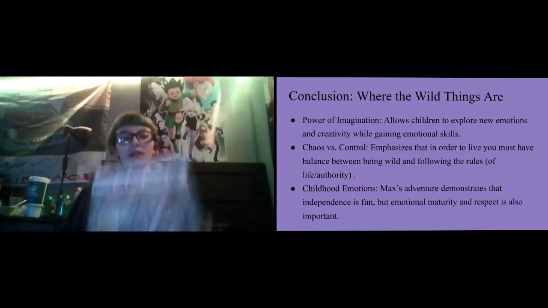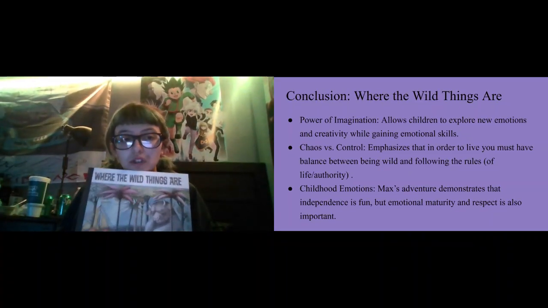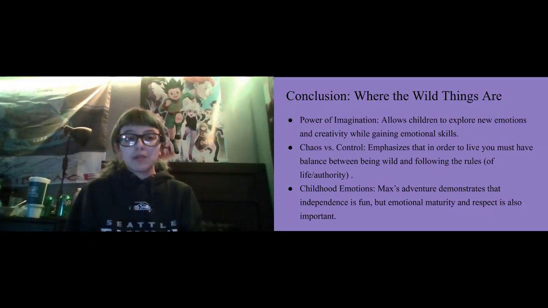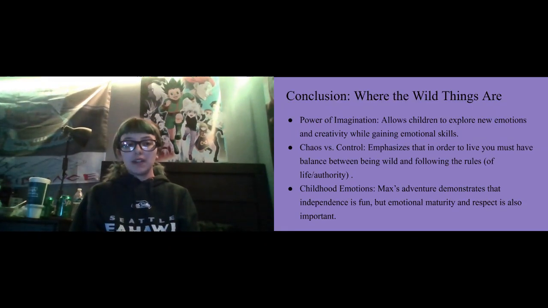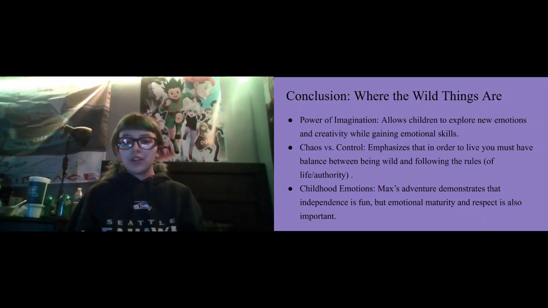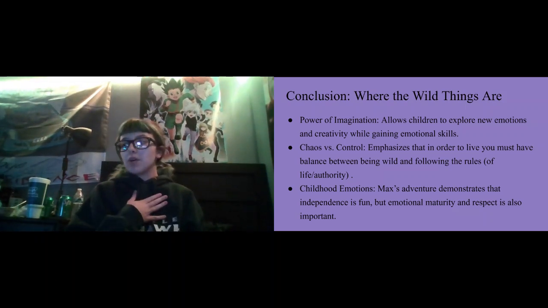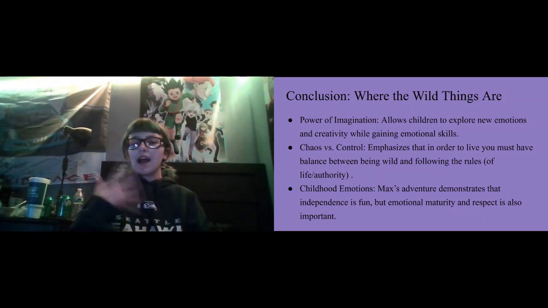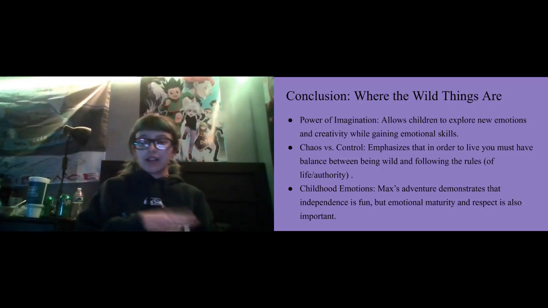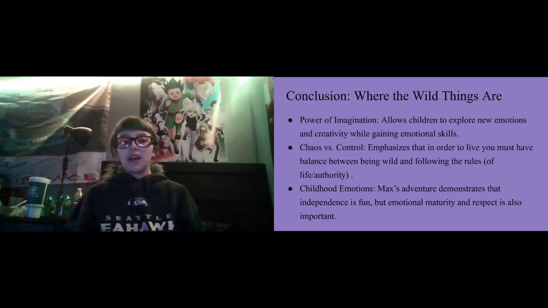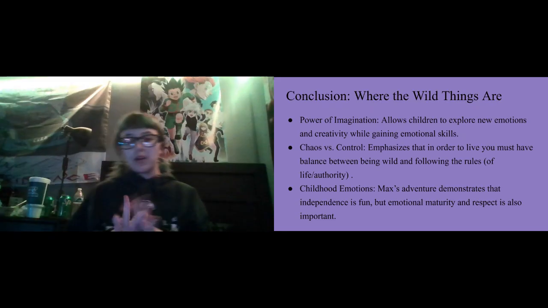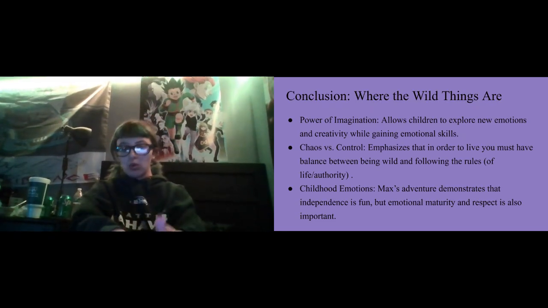The conclusion for Where the Wild Things Are: power of imagination allows children to explore new emotions and creativity. I think I copied and pasted it. That's the same thing. Chaos and control for this book specifically emphasizes that in order to live, you must have balance between being wild and following the rules of life and authority. Although he takes off his wolf suit at the end of the book, I would like to think that he's going to go back to the wolf suit and be wild again because that's how children are. But I feel like the more times he does that, he's going to learn how to balance. Oh, I'm going to be wild and silly right now, but eventually I have to come back and be normal.